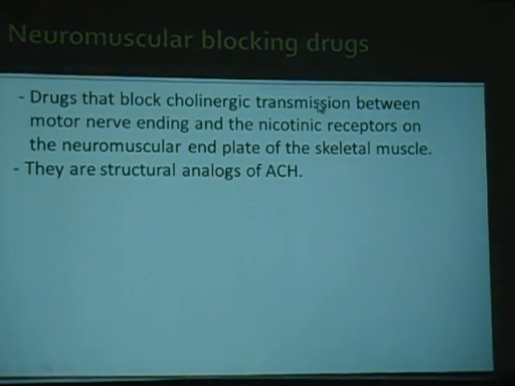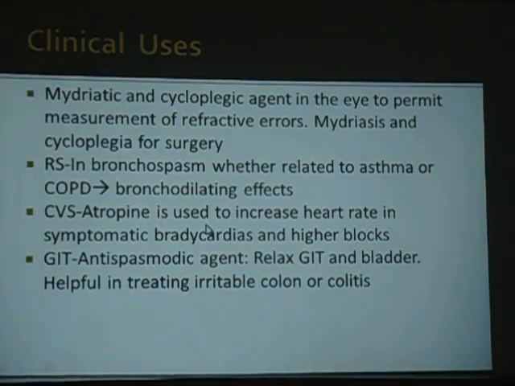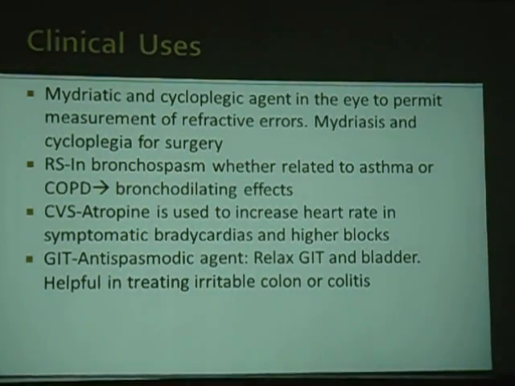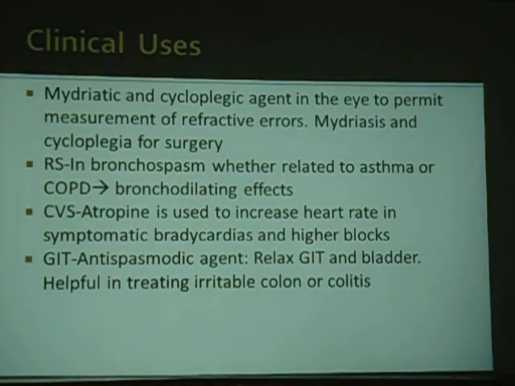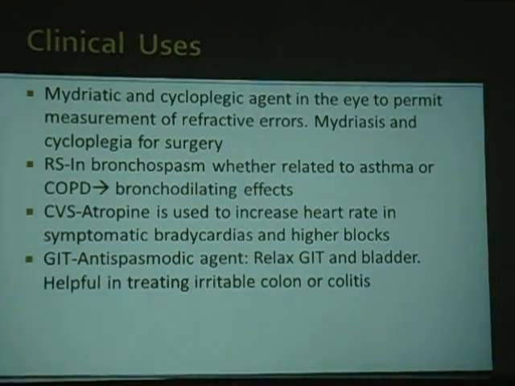Drugs blocking the cholinergic transmission between the motor nerve endings and the nicotinic receptors. Okay, they are structural analogs of acetylcholine. So clinical uses, it is just a summation of what we have studied till now. Okay, you can start with eye. What are the effects? Where we can use? What are the three things I told? Mydriatics. Which drugs are commonly used as mydriatics? Homatropine, tropicamide, and cyclopentolate. Okay, homatropine, tropicamide, cyclopentolate.